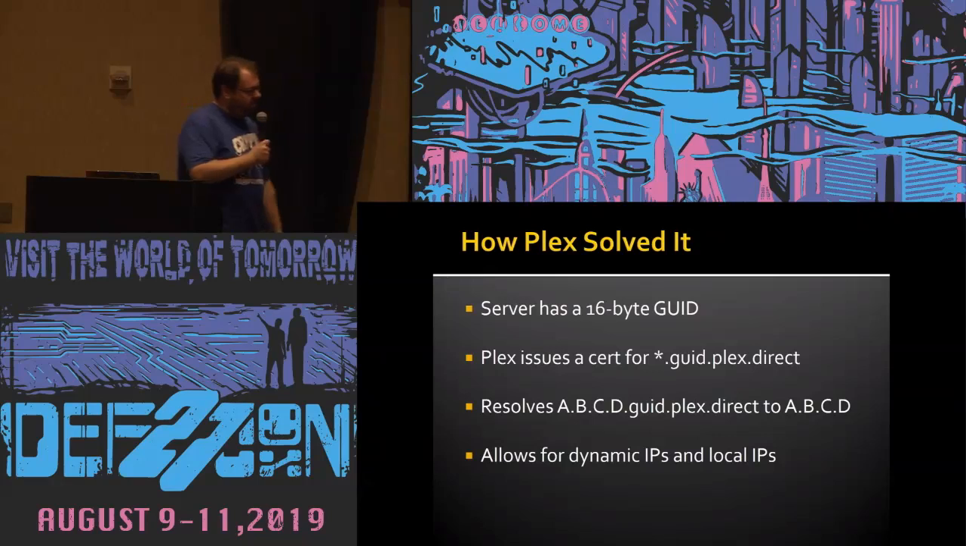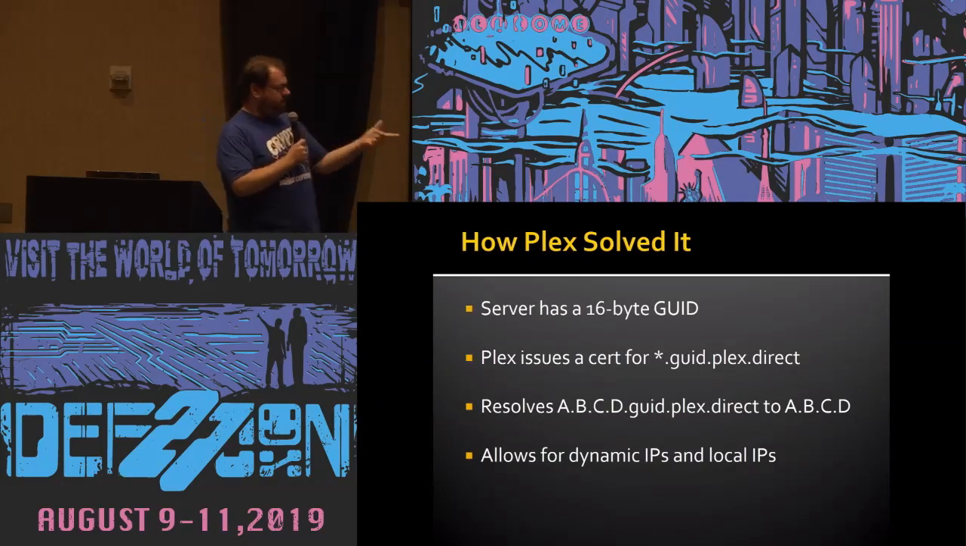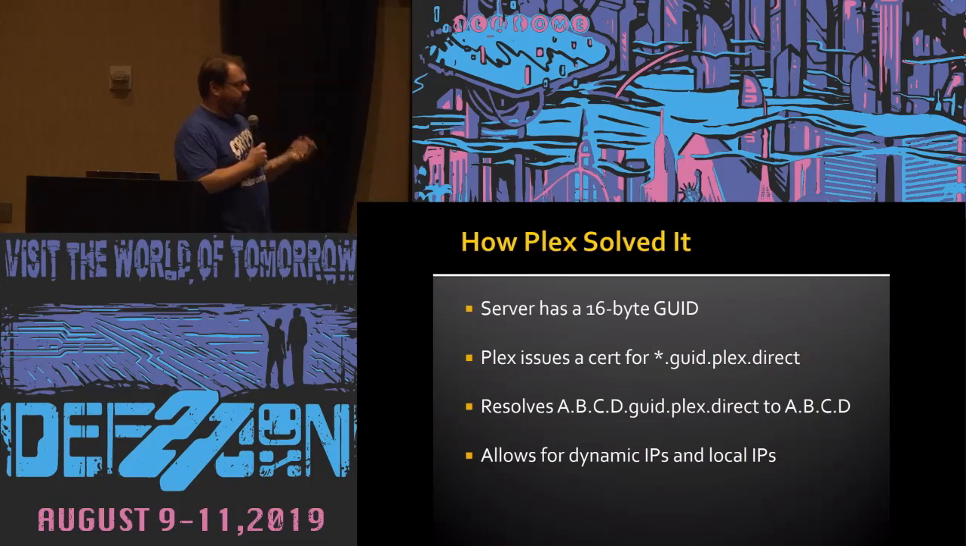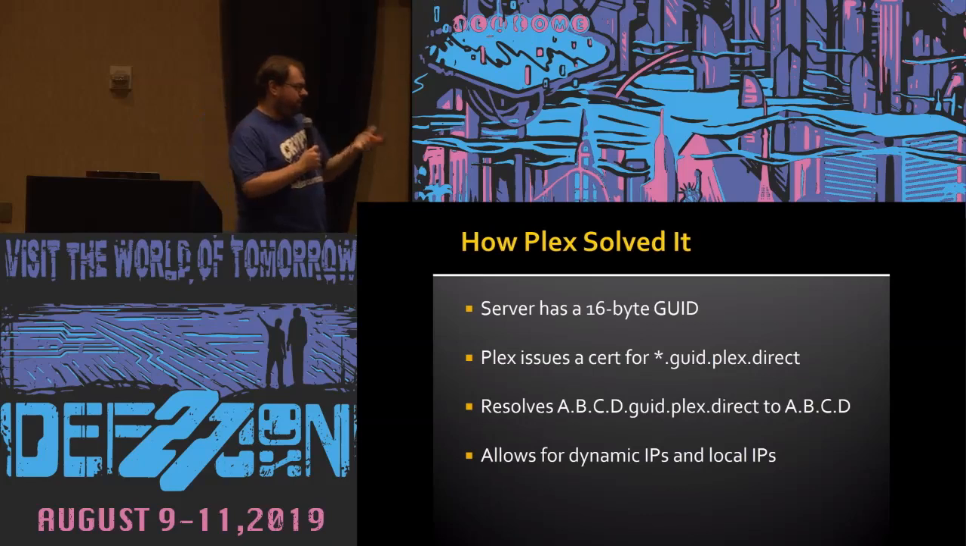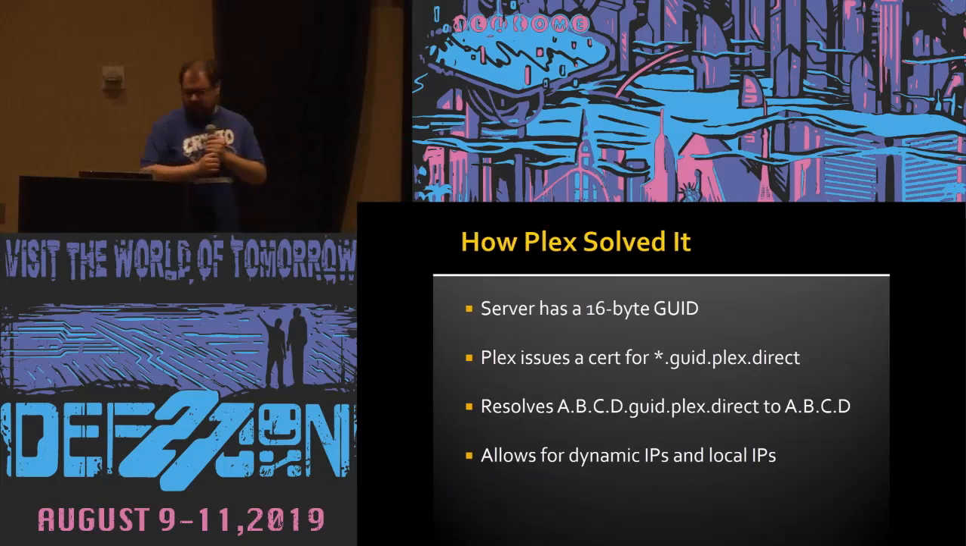Now, this seems a little weird, but the key here is that by going to that fully qualified domain name instead of an IP address, the fully qualified domain name matches with the wildcard cert that the server has, and then the connection is trusted automatically.